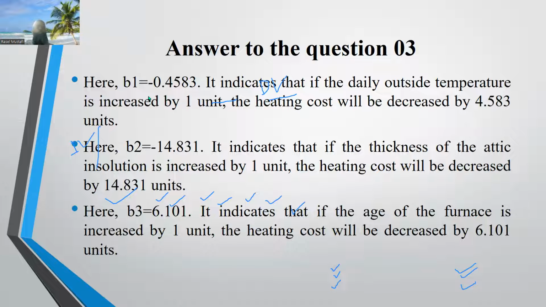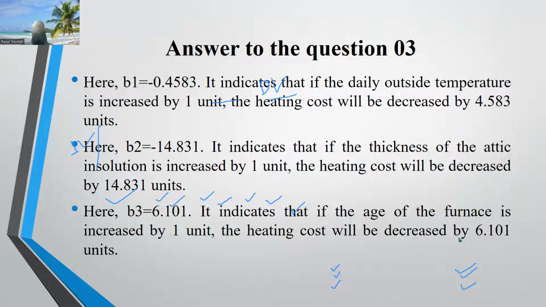That means if the independent variable has increased, then the dependent variable will decrease. That means opposite direction, opposite relationship. Here, beta B2 equal to minus 14.831. It indicates that if the thickness of attic insulation is increased by 1 unit, the heating cost will decrease by 14.83 units. That means if the thickness of attic insulation is increased, then our heating cost is decreased.